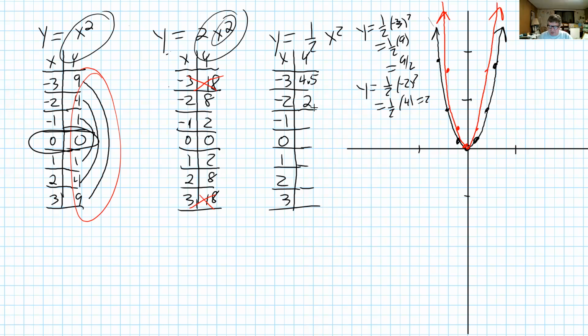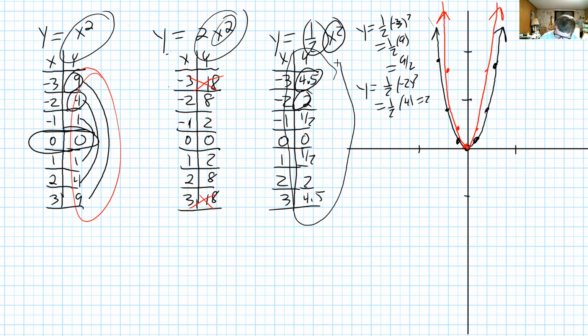Again, do you see what's happening? Now, order of operations, we're taking x and squaring it. So we're going to get the 9, 4, 1, 0, 1, 4, 9. But then we're cutting it in half. So this is half of that. This is half of that. This would be 1/2, 0, 1/2, 2, and 4.5, because these y values are half of those y values. Just like these y values were twice that. So now instead of doubling it, we're cutting it in half.